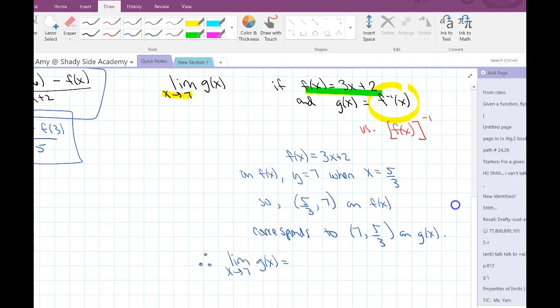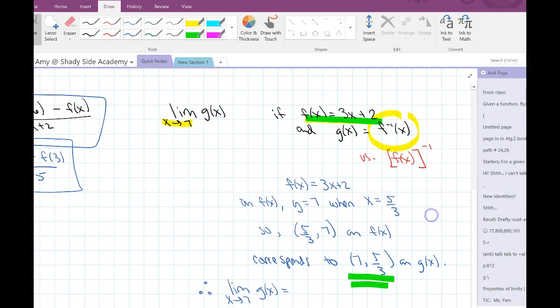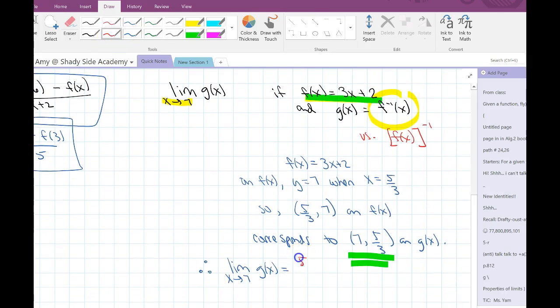However, I invite you to look at the following. f of x equals 3x plus 2. On f of x, y equals 7 when x equals 5/3, right? So 5/3 comma 7 is a point on f of x. 5/3 comma 7 on f of x corresponds to 7 comma 5/3 on g of x. f of x is a linear function. g of x is a linear function. Therefore, as x approaches 7 on g of x, we know this limit must equal just 5/3.